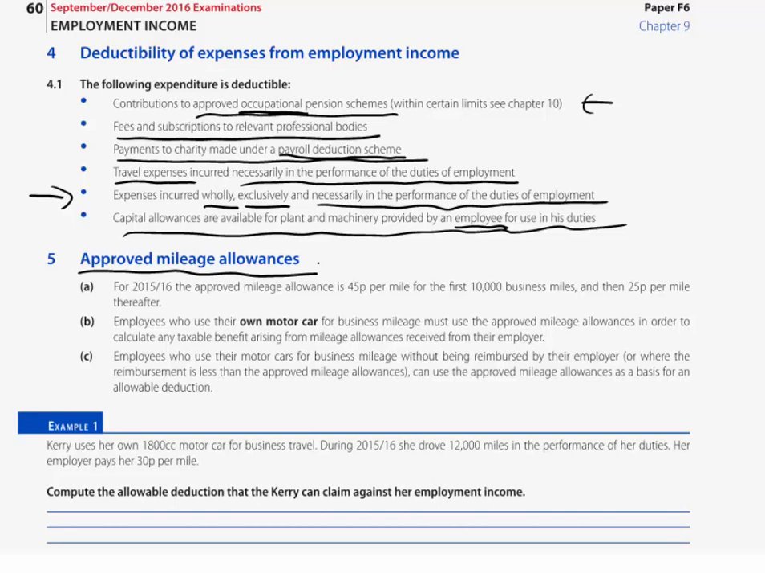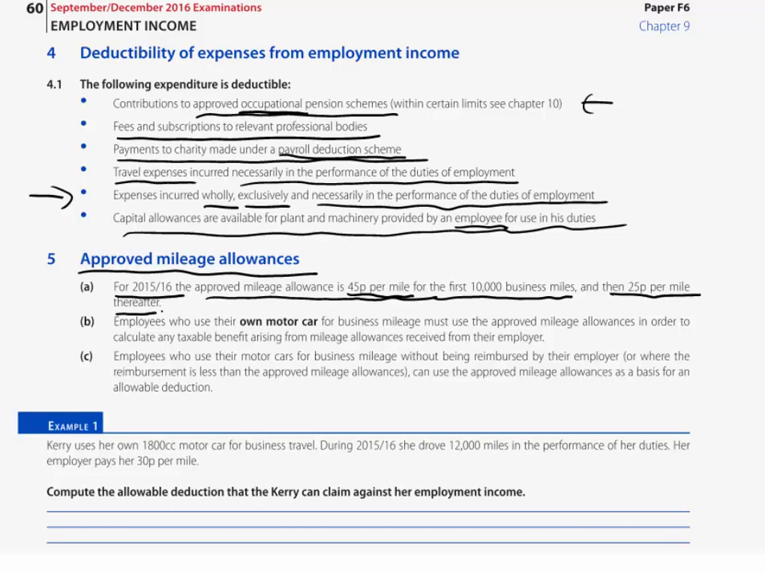And if you are paid at these rates, then there will be no assessable benefit, nor would there be any basis for an allowable expense incurred by you. Now, what are these figures? For 2015-16, the approved mileage allowance will be 45 pence per mile for the first 10,000 business miles that you, the employee, do, and anything thereafter will be 25 pence per mile.